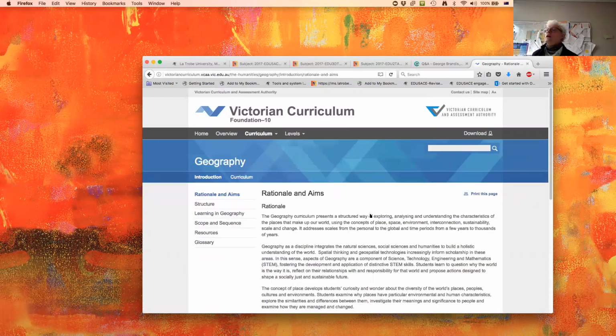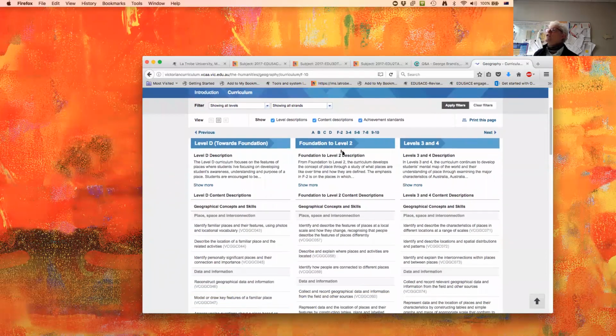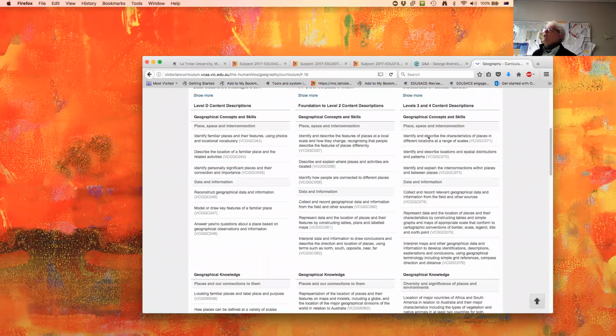Who would have known? And once I'm in there, so I've got geography, you can see that there. Click on curriculum. Oh, very nice. Foundation to 2, levels 3 to 4. So level 3 to 4 is my starting point because there's accountability. This is where students really have to know stuff. Now, check this out. Identify and describe the characteristics of places in different locations at a range of scales. Identify and describe locations and spatial distributions and patterns. Well, that's our Australia map that we just had a look at.